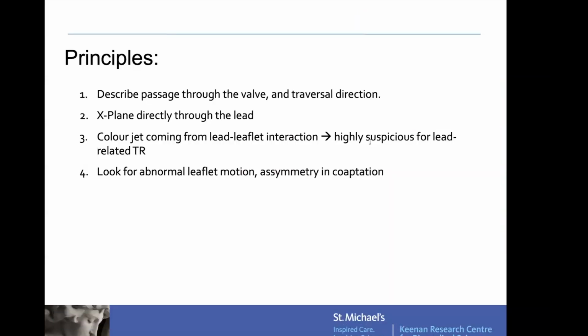So the principles here are: describe the passage through the valve and the traversal direction, explain directly through the lead. If you see a jet coming from where the lead and the leaflet interact, that's highly suspicious for lead-related TR, and you look for abnormal leaflet motion or any asymmetry in coaptation.